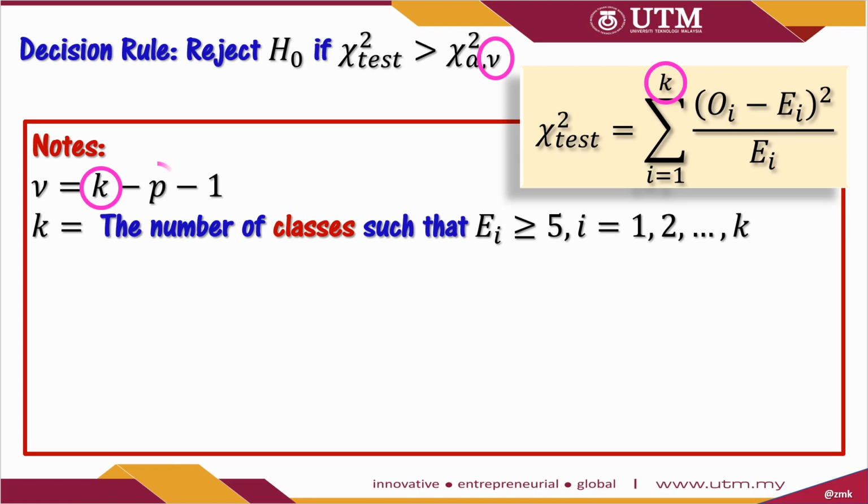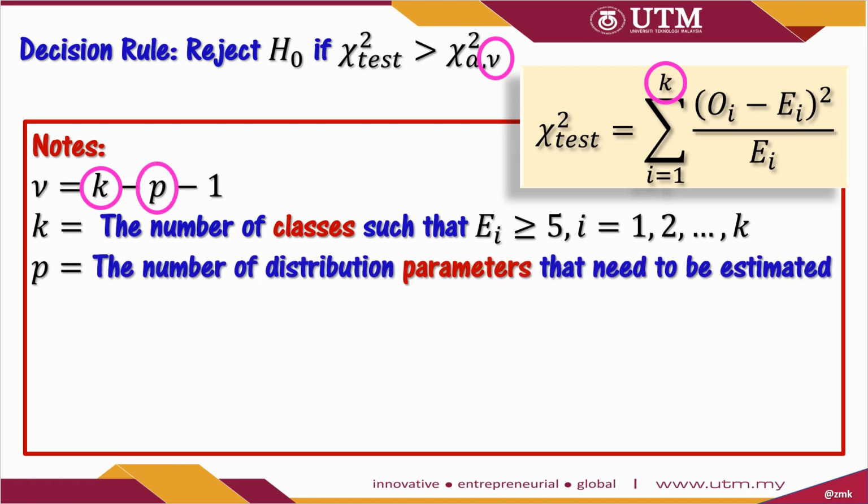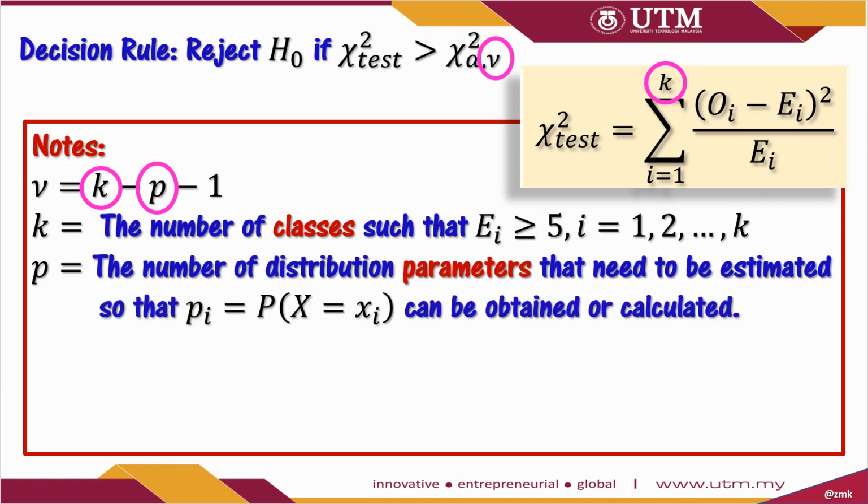Next, the notation p, on the other hand, is the number of distribution parameters that need to be estimated so that under the null hypothesis, the probability pi, which is the probability that the random variable x takes a particular value xi, can be calculated.